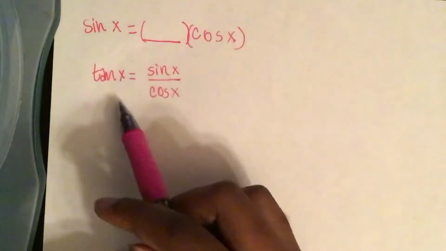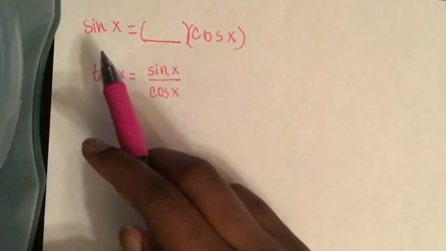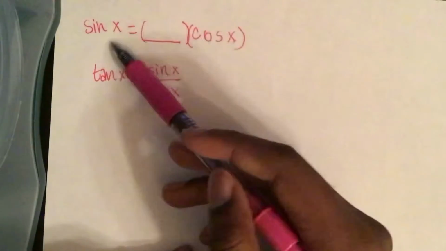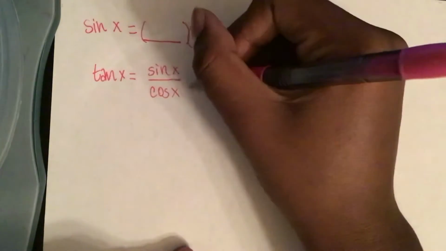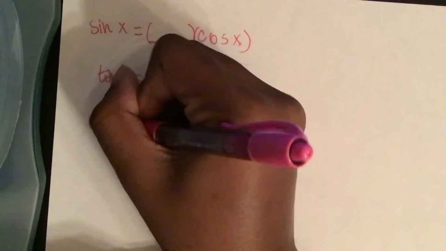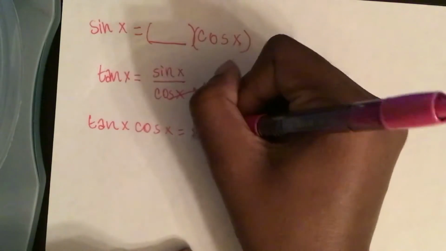So if the tangent of x is equal to the sine of x over the cosine of x, we want to get sine of x alone, like it is here. To do that, we would multiply by cosine of x out here, cross that out, and then we would have the tangent of x times the cosine of x is equal to the sine of x.